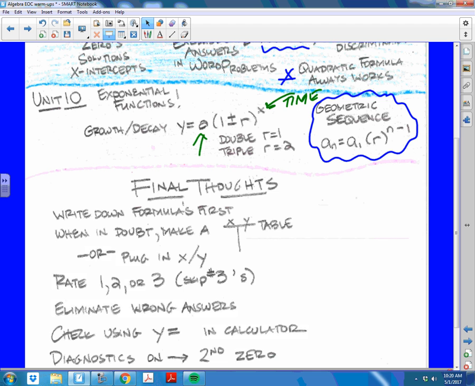Yes. Oh, if it says something is doubling every year, then your rate of change is 1. I'm talking about the rate. The rate is, remember that? Yeah. Tripling is a rate of change of 2. Okay?